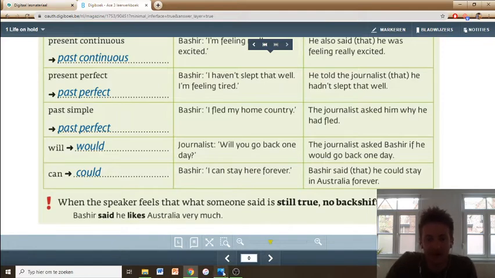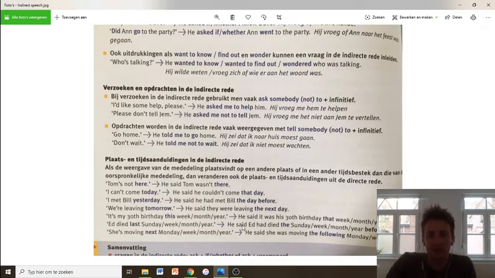Okay. I also have to show you a little bit of information from your blue book, because this is extra and this is not in the green grid that I just showed you. I'll go over to Dutch for a second. Dus hetzelfde gebeurt eigenlijk bij verzoeken en opdrachten. Bij verzoeken in de indirecte rede gebruikt men vaak ask somebody not to plus infinitief. Dus als je iemand iets gaat vragen, I'd like some help please, this becomes he asked me to help him.